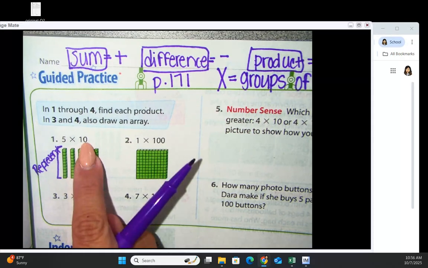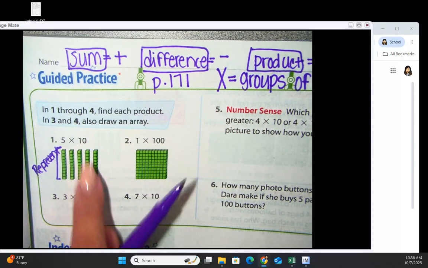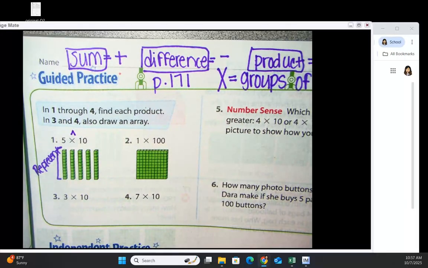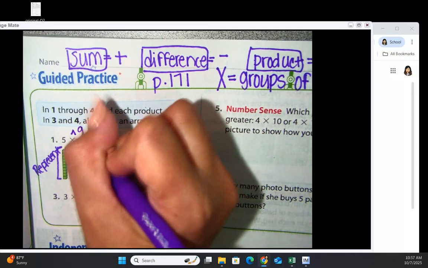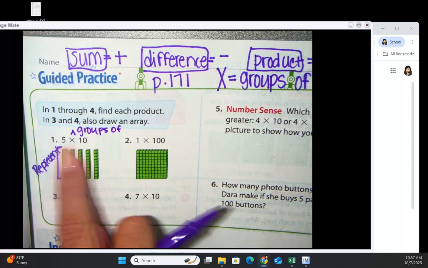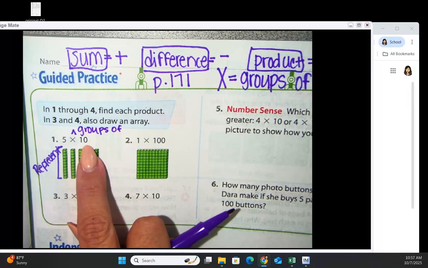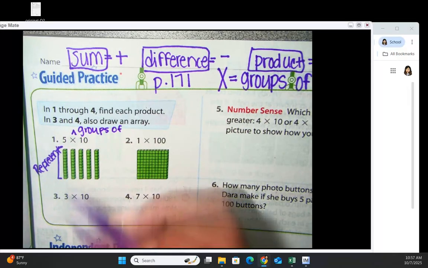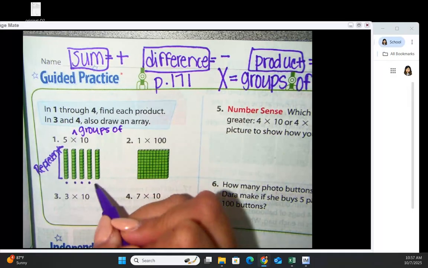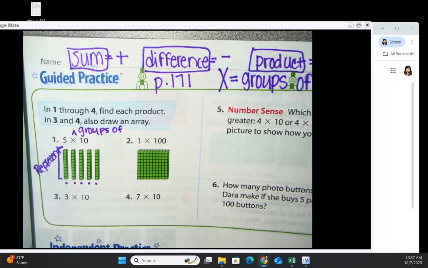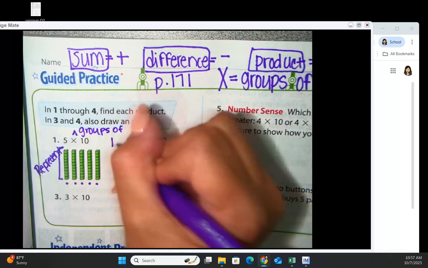So 5 times 10 means 5 groups of 10, because we said this symbol means what? Groups of. Very good. So this is 5 times 10, but it also means 5 groups of 10. So here's 1 group, 2, 3, 4, 5 groups. They each have 10. So what is my product? 50.